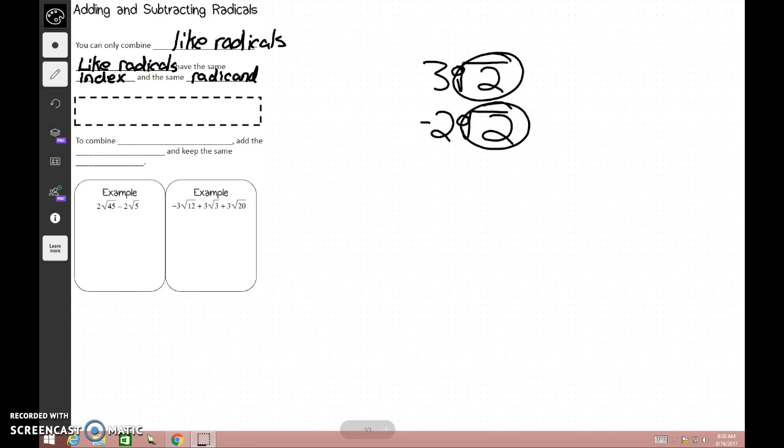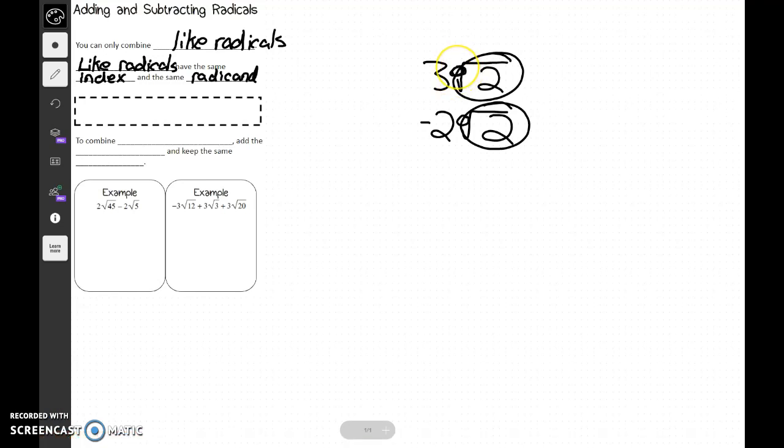So like I said, with this, we know the index is going to be the number that's understood to be in front of the square root or the radical symbol. Don't get that confused with these two numbers, which would be coefficients, okay? So that would be your index, and then the number that's inside, which is the 2's here, those two numbers would be the radicand. So we have to have the index and the radicand being the same in order to have like radicals.